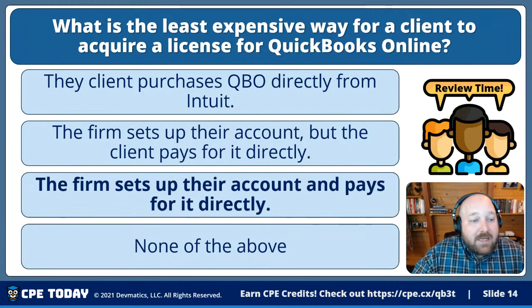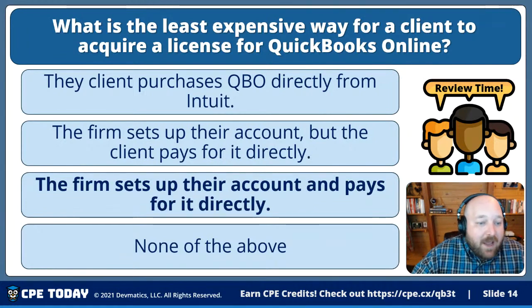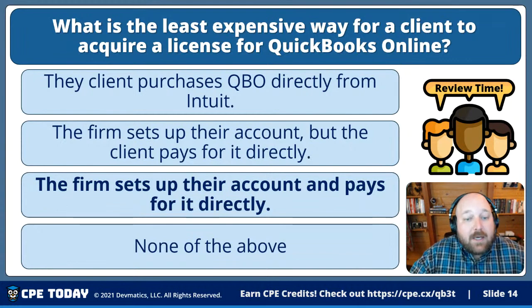Well, the correct answer here is the firm sets up their account and pays for it directly. It is the cheapest way of acquiring QuickBooks for your firm records.